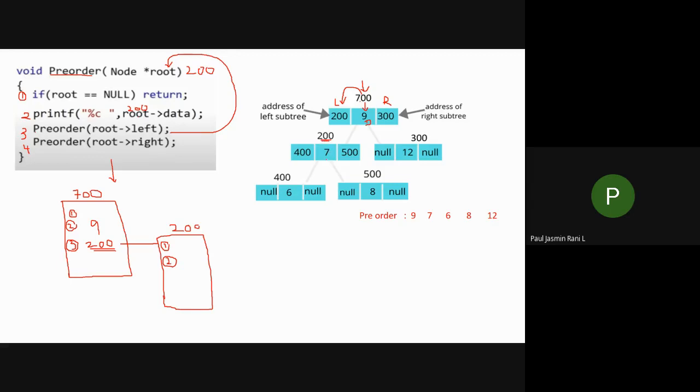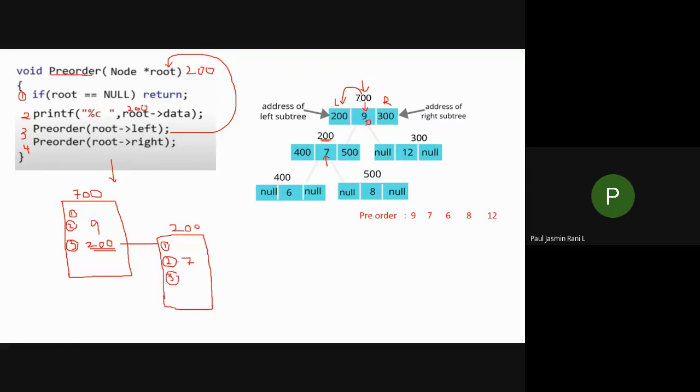So 200 of data is 7. So now 7 gets printed over here. After printing this 7, your second statement is over. After completing the second statement, it moves on to your third statement. So when it enters into the third statement, what happens?